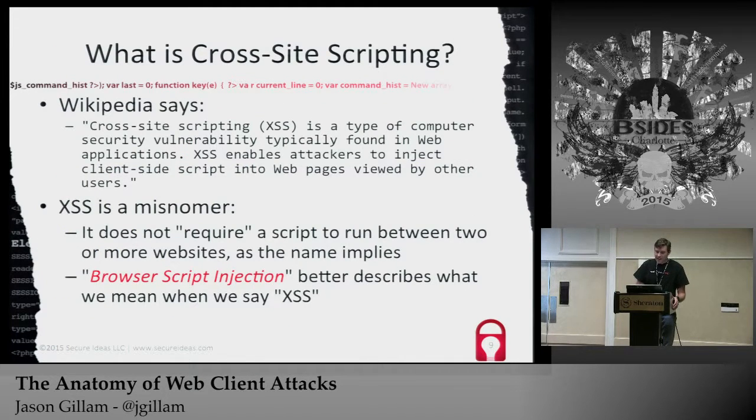So, let's talk a little bit more about what cross-site scripting is. And hopefully, if you're a little unsure of exactly what it is or how it works, I'll be able to help clear that up in the next couple of slides. So Wikipedia says, I'll just read this part. Cross-site scripting is a type of computer security vulnerability typically found in web applications. XSS enables attackers to inject client-side script into web pages viewed by other users. And that is pretty accurate. I'm pretty happy with that description.